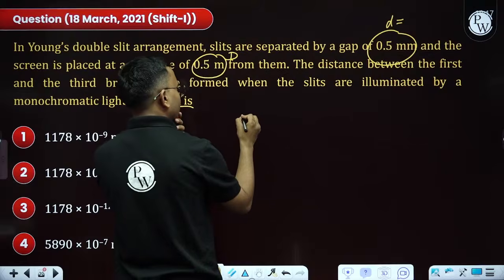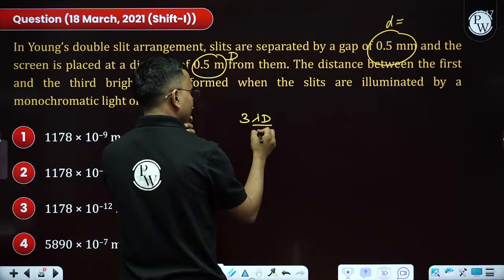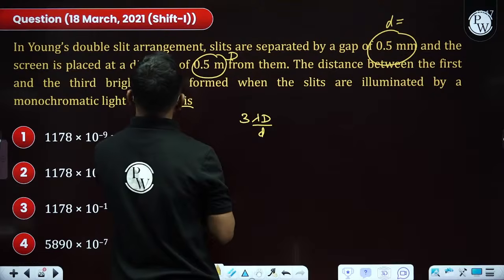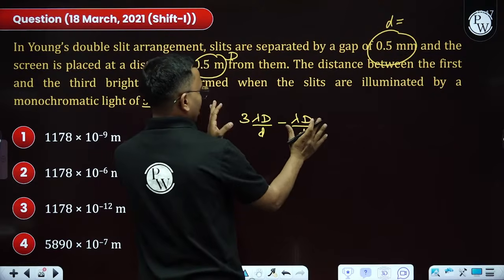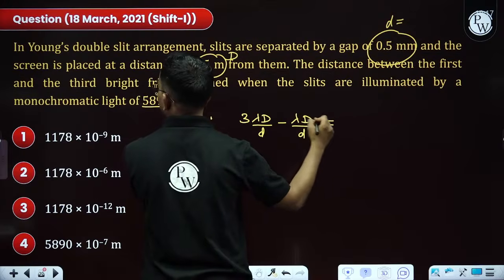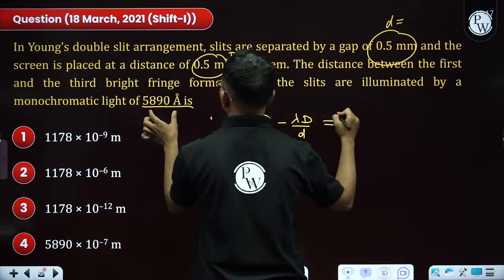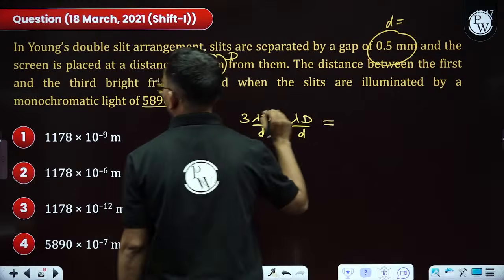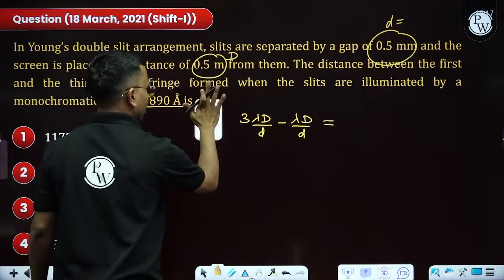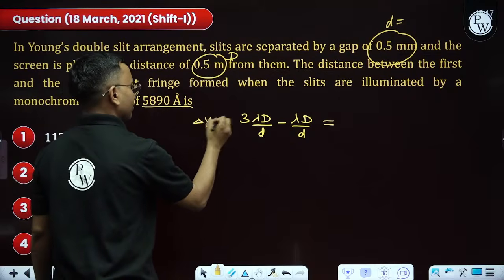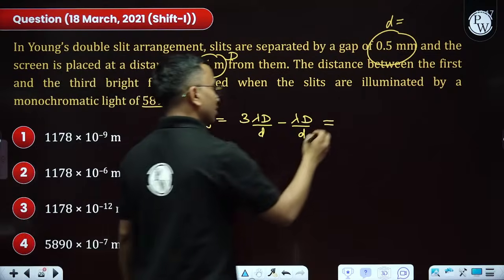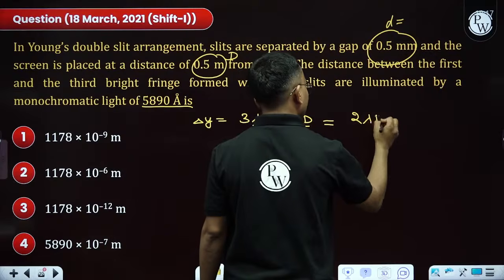So the third bright fringe will be at 3 lambda D by d. And the first bright fringe will be at lambda D by d. The distance between them we need to find. Let us take this distance as my delta y. This I need to find. What is it now? This comes out to be 2 lambda D by d.